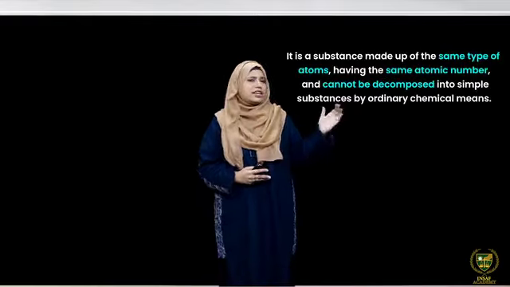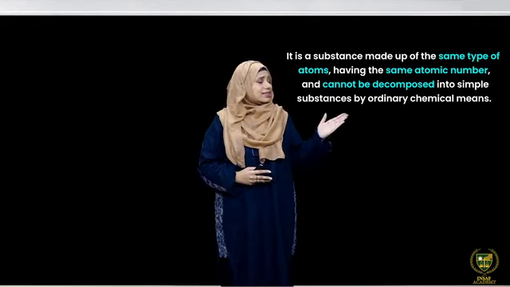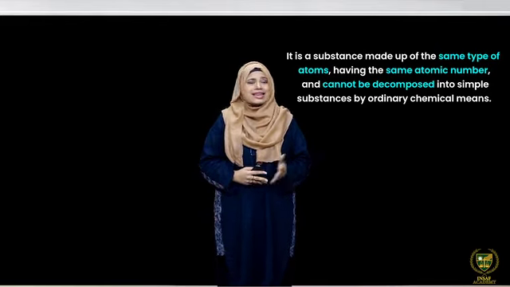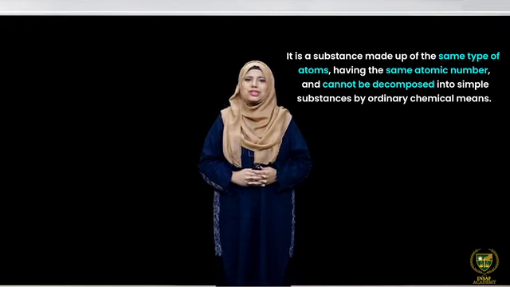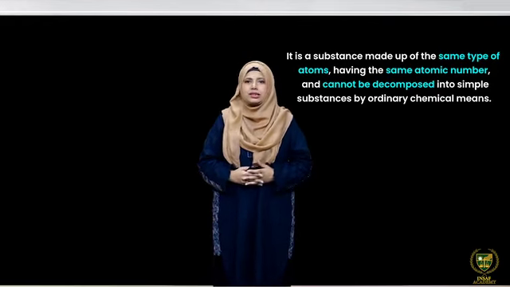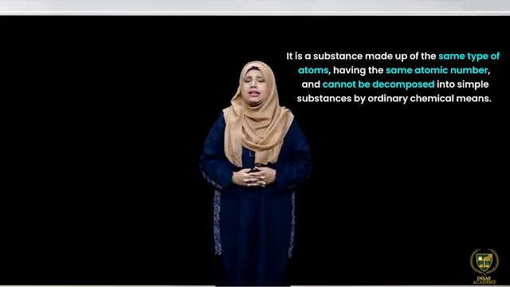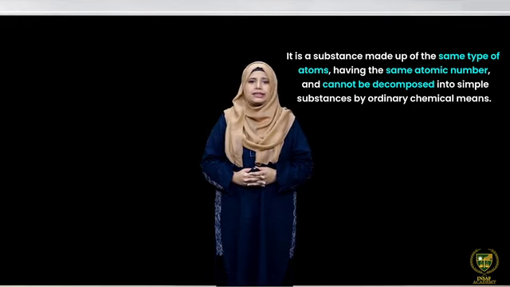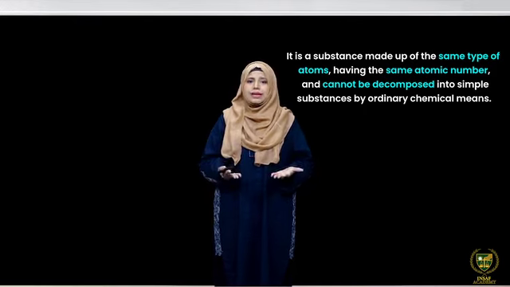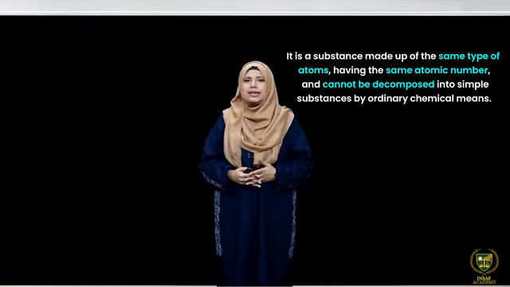Let's have a look at the modern definition of elements. The modern definition of an element is that it is a substance made up of the same type of atoms having the same atomic number, and it cannot be decomposed into simple substances by ordinary chemical means. This definition has three parts. One is, in an element, the same type of atoms are present. It means all the atoms should be the same. Same means same in size, and all their properties should be the same.